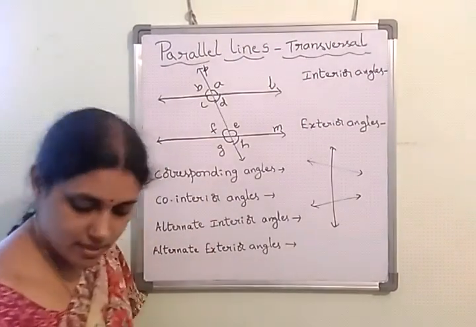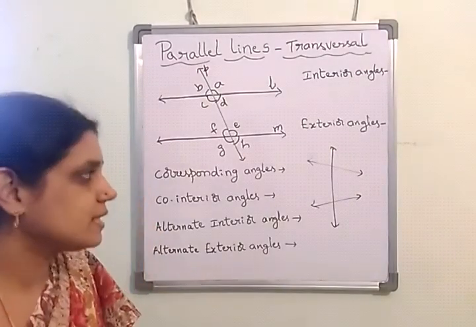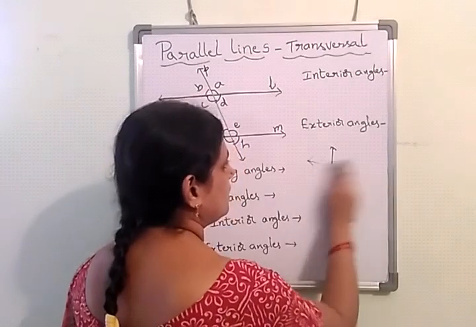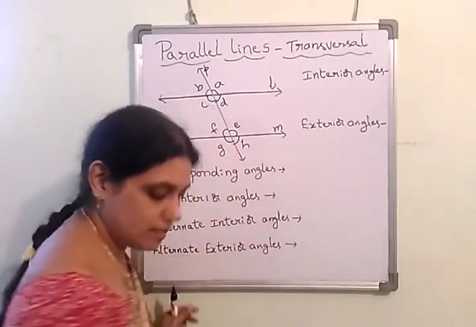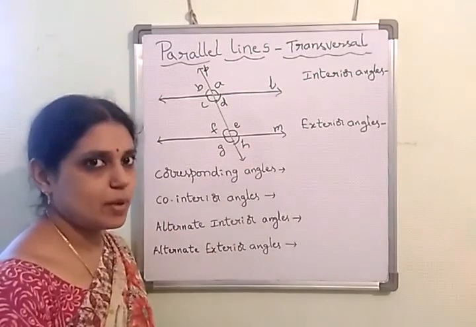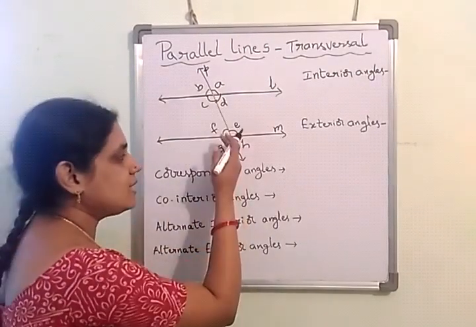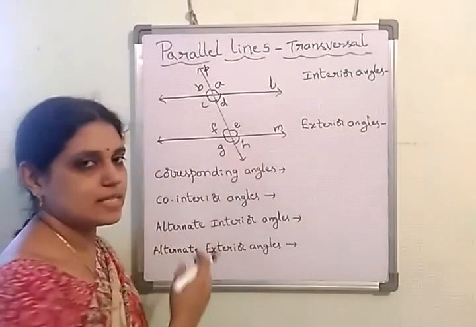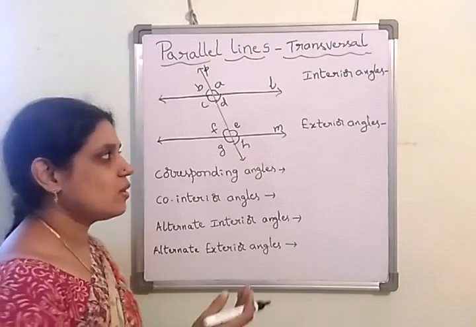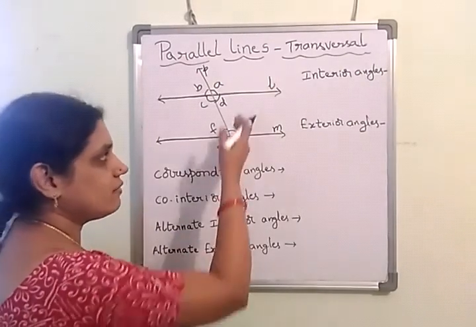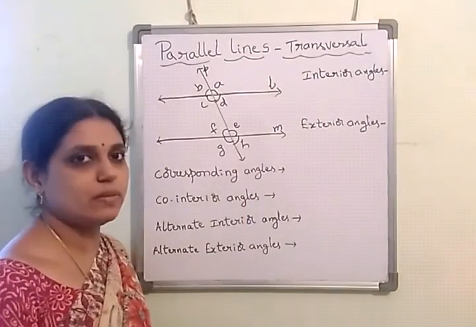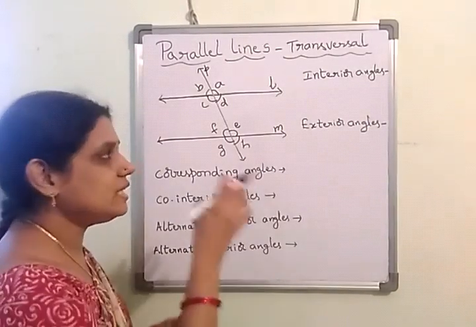So when the transversal is drawn for parallel lines, we have different angles formed. What are those? Once again we see. So here, corresponding angles. Corresponding angles means the angles which are on the same side of the transversal, and one is interior, one is exterior. Before that, let us see what interior angles and exterior angles are, then it will be more clear for you.